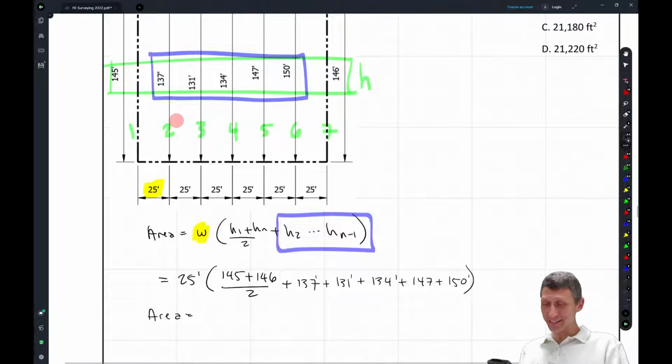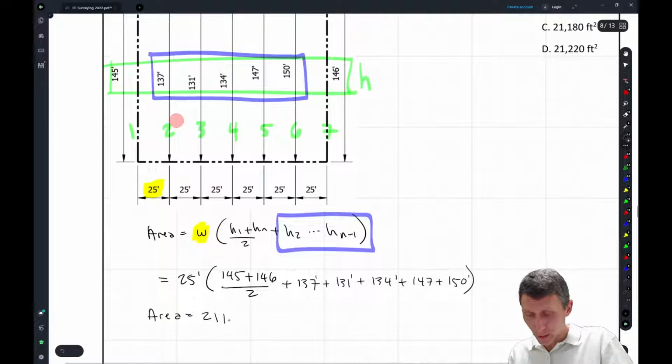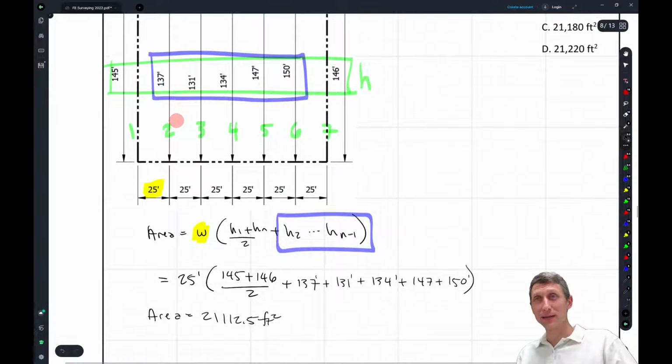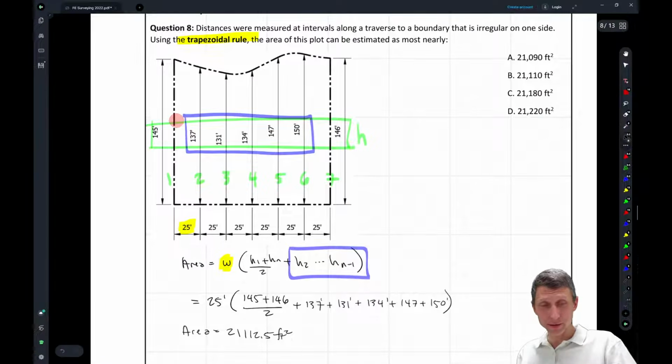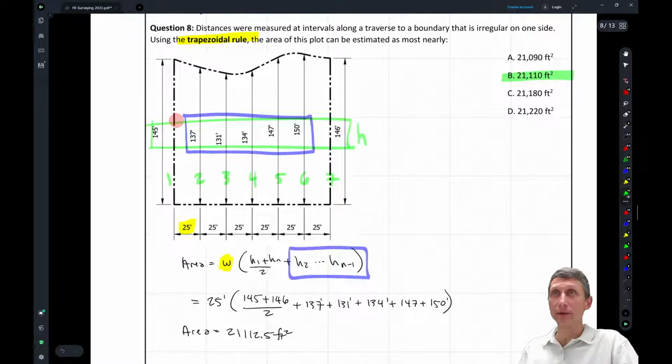So I'm just going to plug this in to double check. What do I get? I get 25 times 145 over 2 plus 146 over 2 plus 137 plus 131 plus 134 plus 147 plus 150. Man, that's a lot of numbers, so don't screw it up. Sometimes it's easier to type it in twice. If you get a number that says 21,112.5 square feet, I didn't convert this one back to acres. You could convert it back to acres. We're going to get a value up here that works, that I'm happy with, and hopefully you're happy with as well.